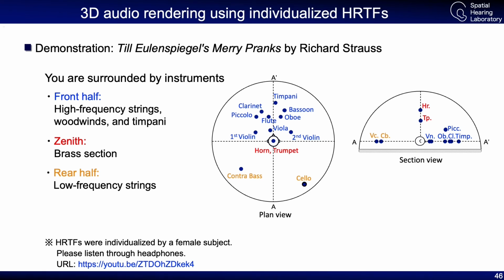The music is the first minute of Till Eulenspiegel's Merry Pranks by Richard Strauss. You are surrounded by instruments. High-frequency strings and woodwind instruments are placed in the front. The brass instruments are placed in the above direction. And the mid-low frequency strings are placed in the rear. HRTFs were individualized by a female subject. Please listen through headphones.